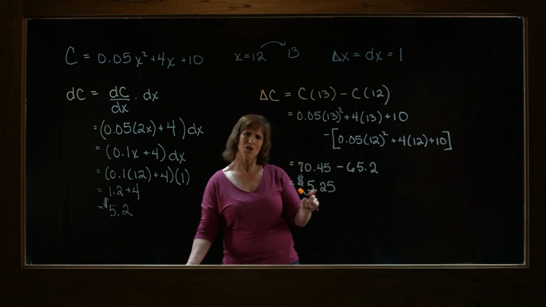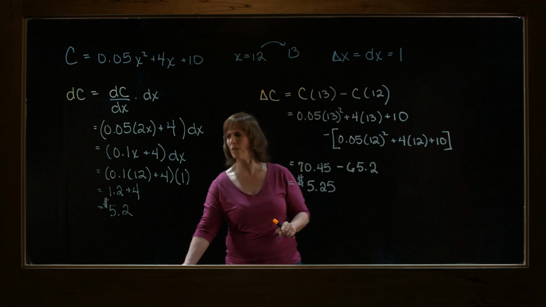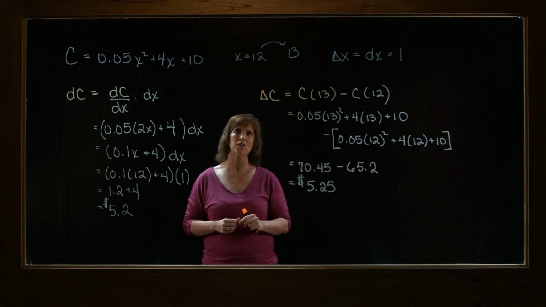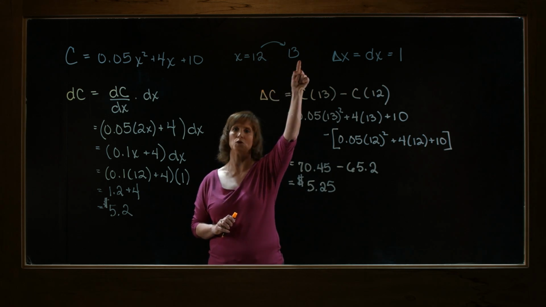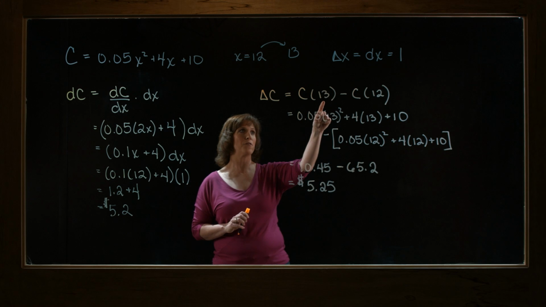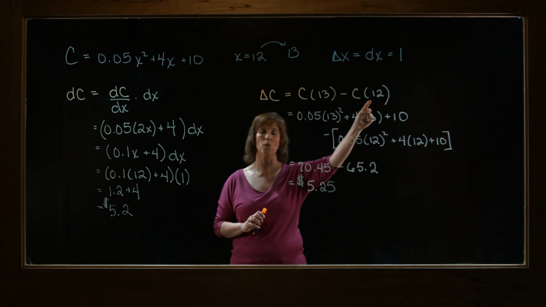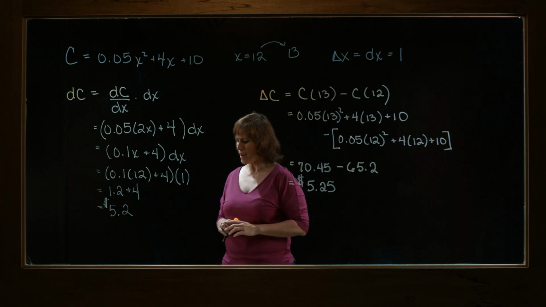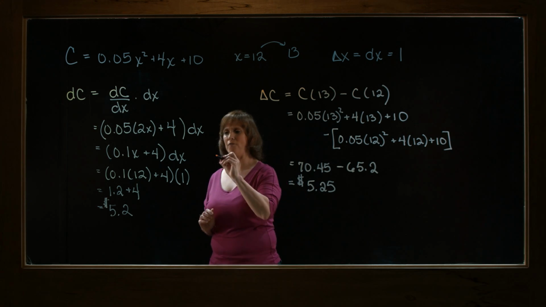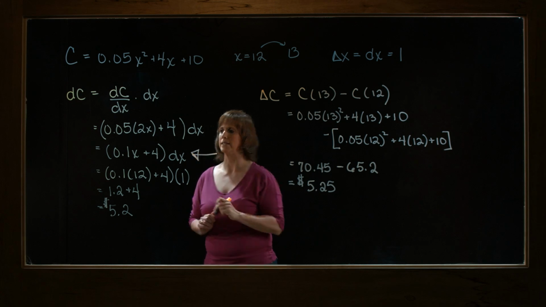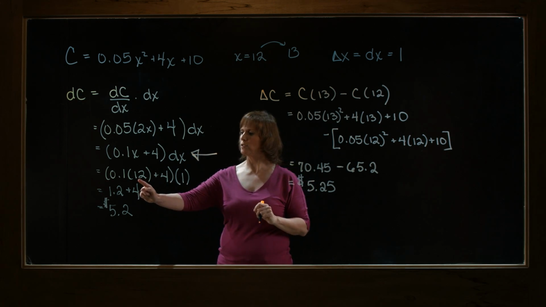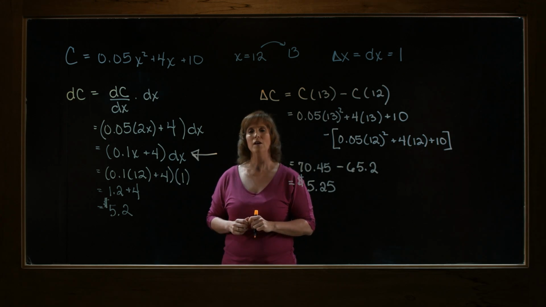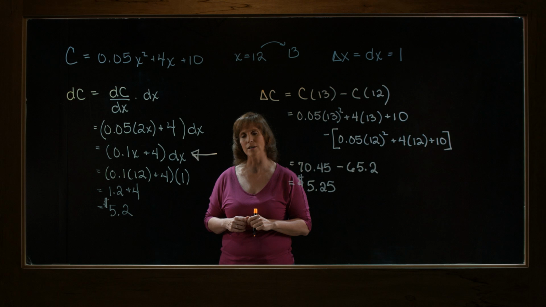Now, it wasn't too bad to calculate that exact answer, so why would I want to use my approximation? Well, what if I changed this production level and I wanted to go, say, from 20 to 21 units? I would have to find C of 21 minus C of 20. And again, a lot of number crunching to get my answer, but it would work. On the other hand, if I use my differential, everything is the same right until this point. And I could plug in my 20 and 1 in this location, and there's much less number crunching to do. So it's a little easier to calculate using the differential.